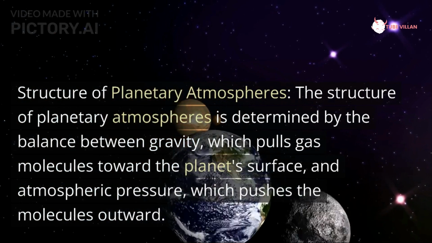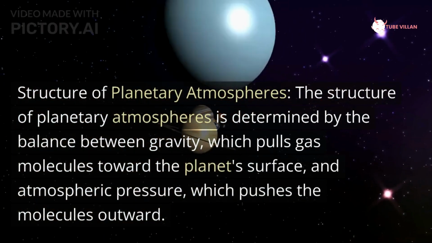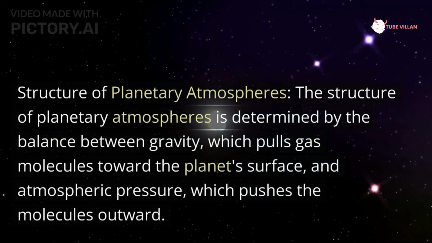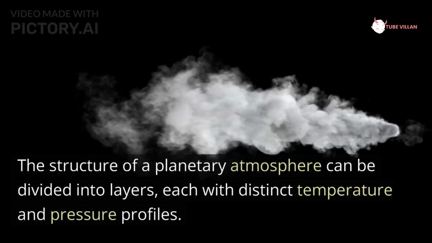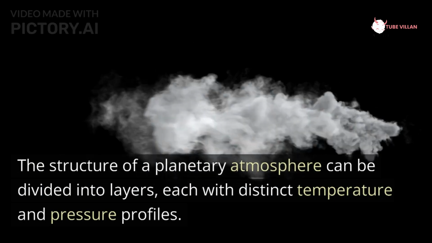Structure of planetary atmospheres. The structure of planetary atmospheres is determined by the balance between gravity, which pulls gas molecules toward the planet's surface, and atmospheric pressure, which pushes the molecules outward. The structure of a planetary atmosphere can be divided into layers, each with distinct temperature and pressure profiles.